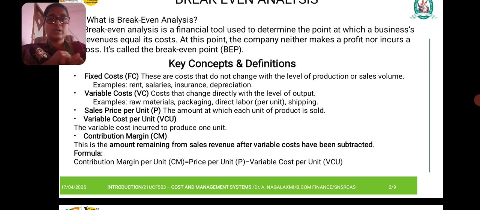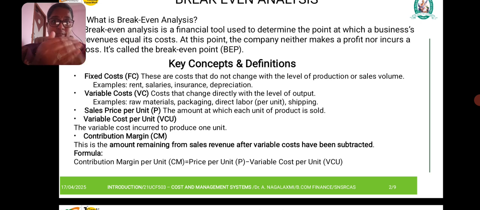Now we shall see what is meant by fixed cost. These are costs that do not change with the level of production or sales volume. Examples are rent, salaries, insurance, depreciation. We have hired a building for making the production. If the production is 100 or if the production is 1000 units, the rent we pay will not change. Likewise, the salaries given to the employees will not depend upon the volume of production or volume of sales. Those expenses are said to be fixed cost.